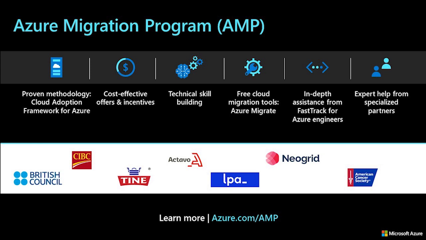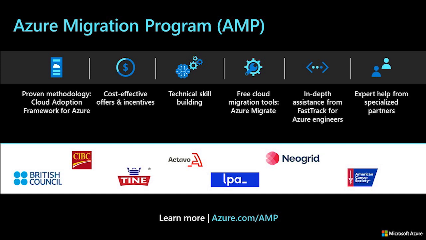Next, we offer in-depth technical assistance with our Fast Track for Azure engineering team, of which Charles and Jay are part of. So we provide this assistance to help you design your migrations, design your architecture on Azure, and help unblock those early hurdles in your cloud journey. Then we've got expert guidance from specialized migration partners who are qualified as part of a rigorous bar to be part of the program. We've got free migration tools like Azure Migrate to help you automate the process of assessments and migrations. And then finally, cost-effective offers to help you save money before, during, and after migrations.